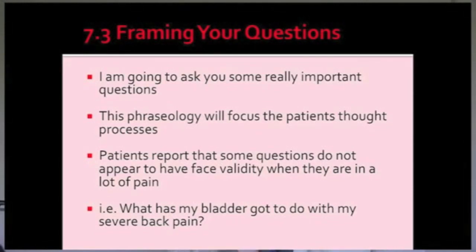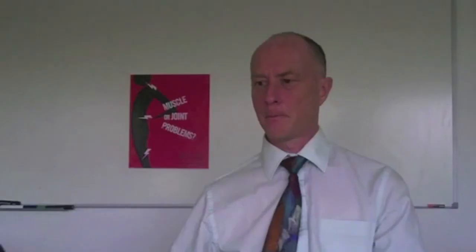So to preface this, you can sometimes use phrases like, I'm now going to ask you some really important questions. This sort of phraseology will help focus the patient's thought processes. And as I said, patients actually themselves report that some of our questions as physiotherapists do not appear to have face validity when they're in a lot of back pain. And as I've just said, what has my bladder got to do with my back pain is a common example of that.